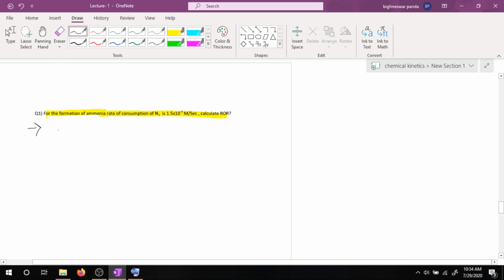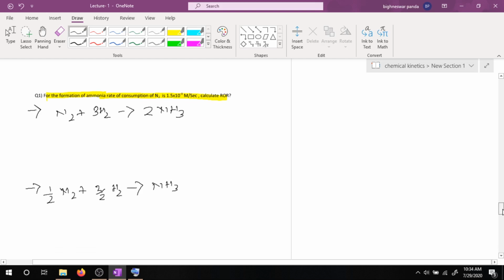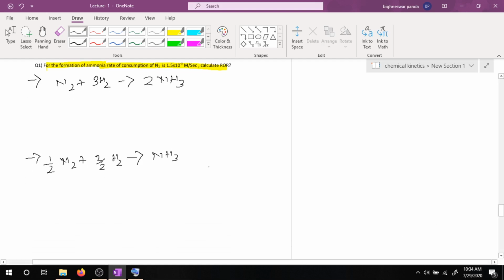Since the reaction is not given, I can create a reaction like this: N2 plus 3H2 gives rise to 2NH3, or like this: half N2 plus 3 by 2 H2 gives NH3, or like this: 2N2 plus 6H2 gives rise to 4NH3. Any of these reactions is a balanced chemical equation.